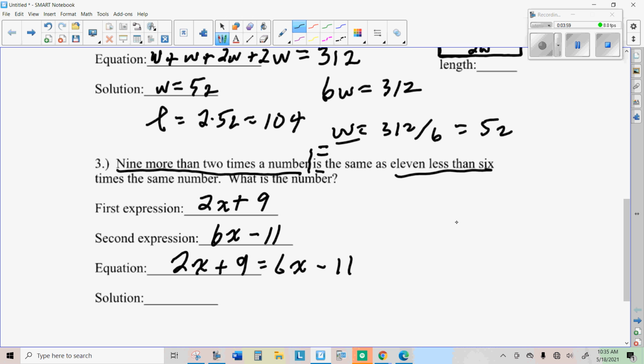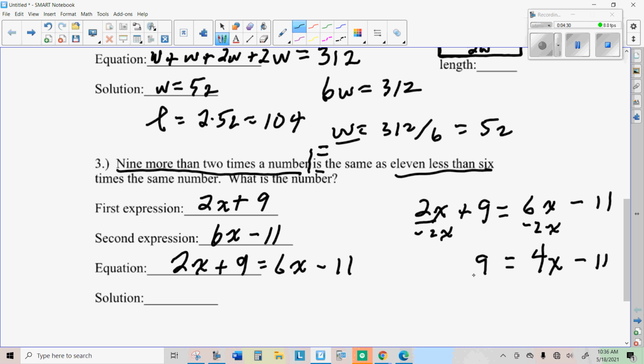Now on this one, since we have x's on both sides, we're going to have to use our new strategy, which is thinking of it as a balance. And so think of this as 2 boxes on this side plus 9 extra and 6x on the other one minus 11. So let's go ahead and take away those 2 boxes. Remember, whatever you do to one side, you have to do to the other when you're taking away something.